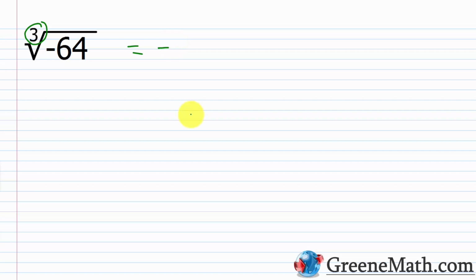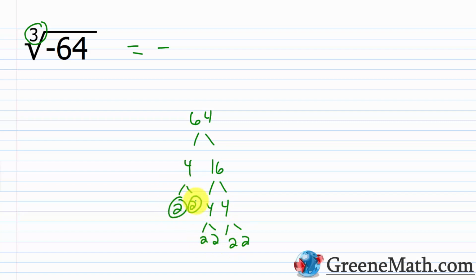So I just need to work out 64 and think about the factors there. I know it's divisible by 4. It's 4 times 16. And I know 16 is 4 times 4. Now I can go through and say this is 2 times 2, and this is 2 times 2, and this is 2 times 2. But for the purposes of what we're doing, we've already found that 4 to the third power, or 4 cubed, is 64. So the cube root of negative 64 is just negative 4.